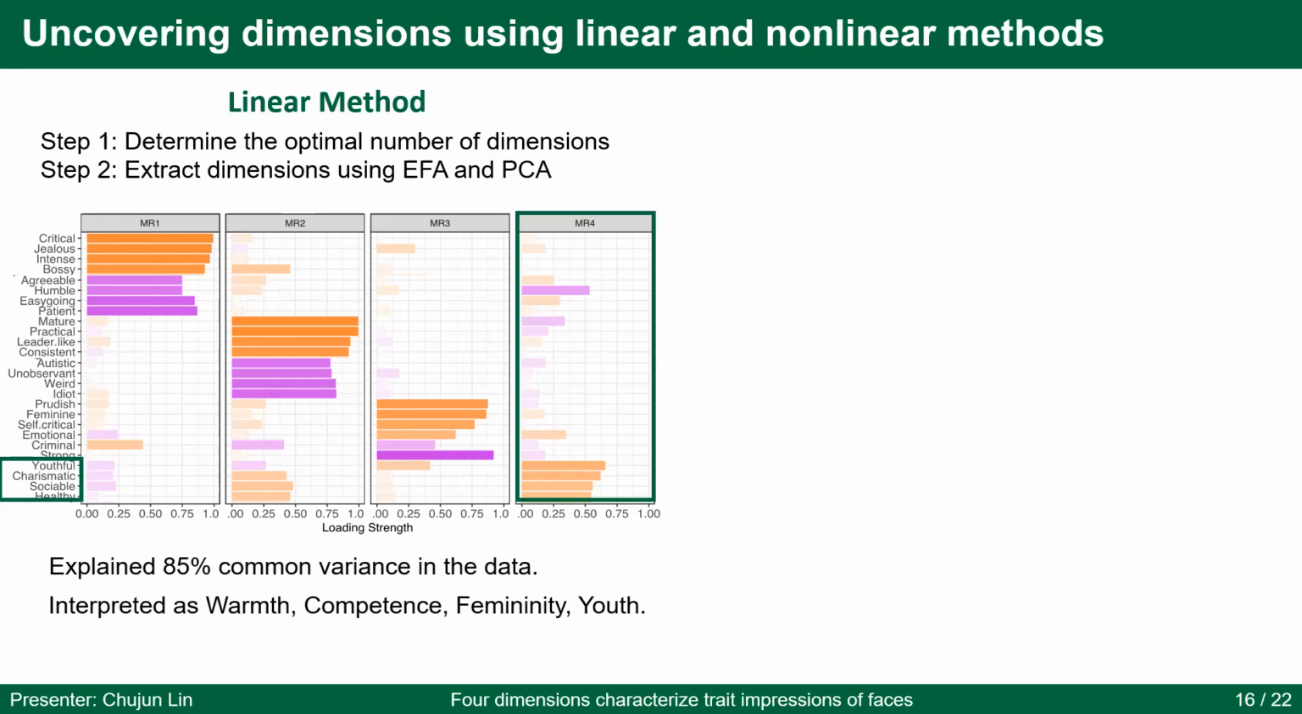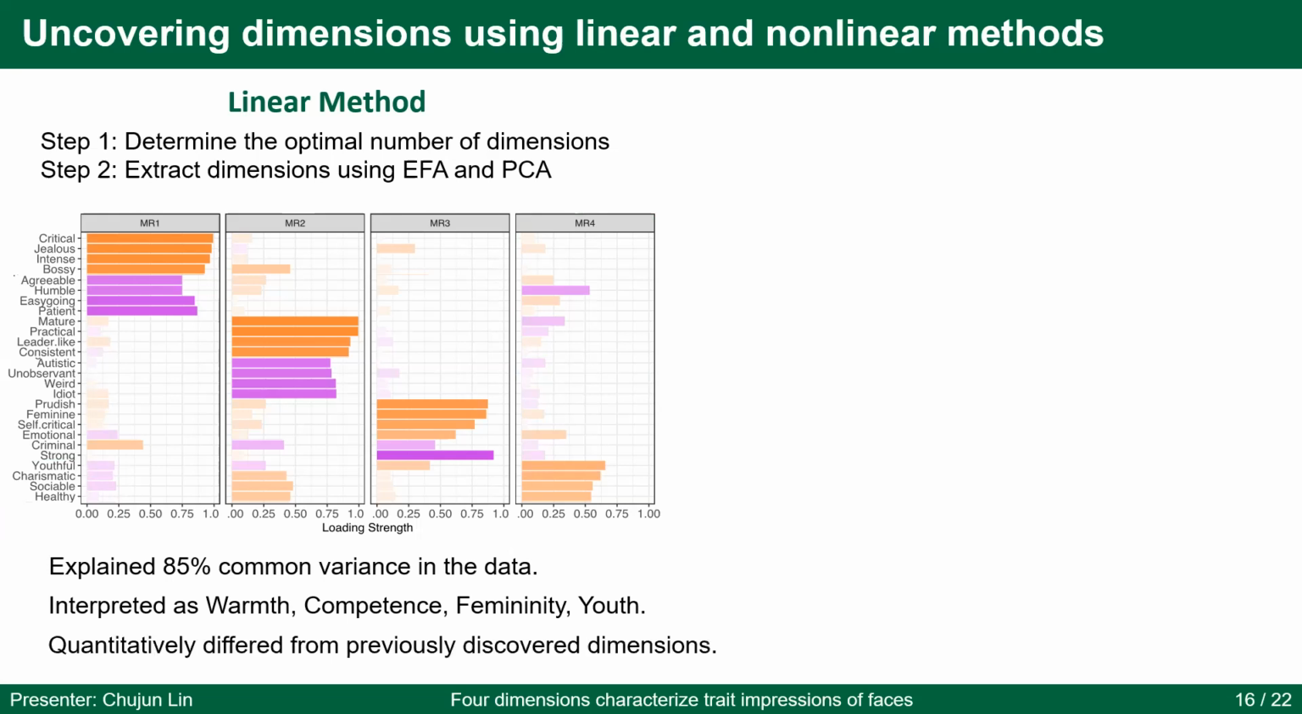We verified these dimension labels using quantitative methods and independent human subject ratings. We also verified that these dimensions are quantitatively different from previously found dimensions, such as valence and dominance. We did so by computing the correlations between a pair of dimension loadings.